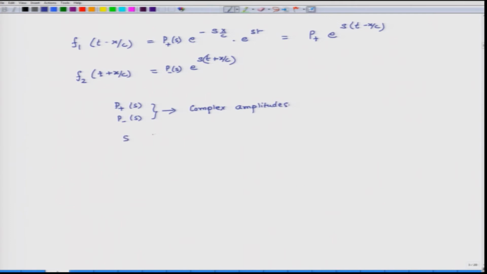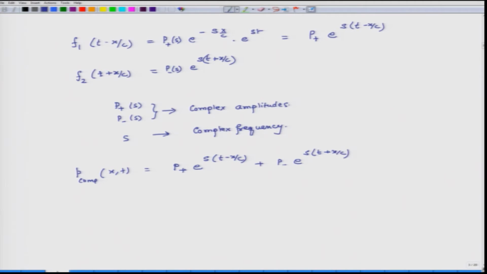And s is the complex frequency. So, the complex pressure can be written as p complex, which depends on x and t. I can write it as P plus e to the power of s t minus x over c, plus P minus e to the power of s t plus x over c.